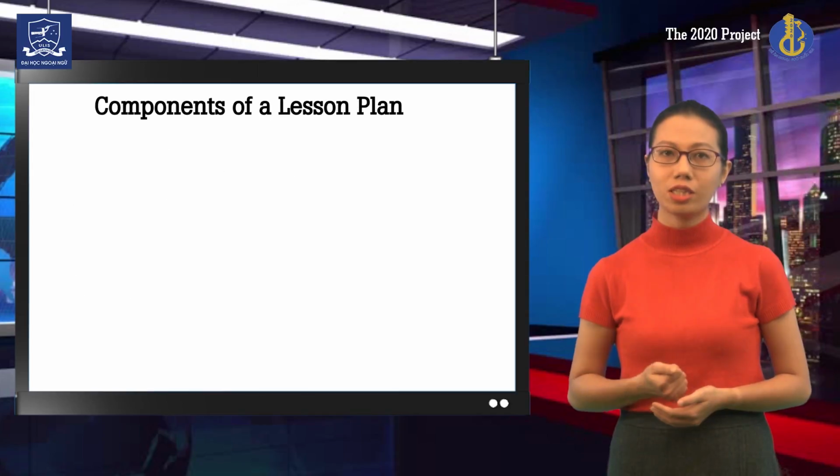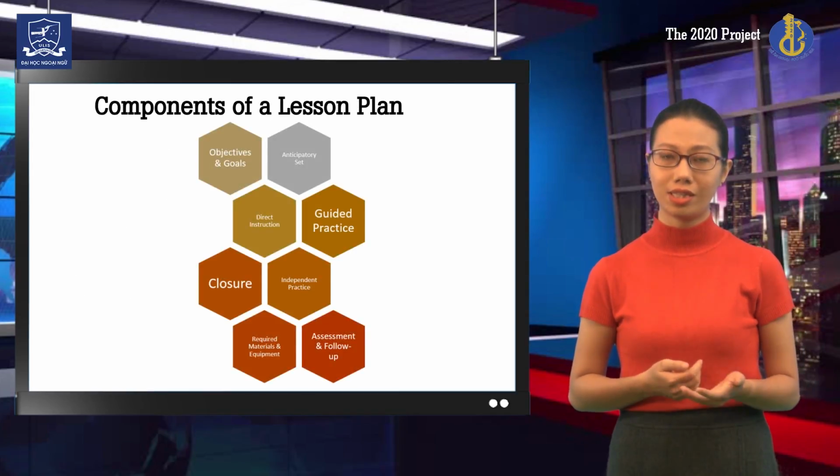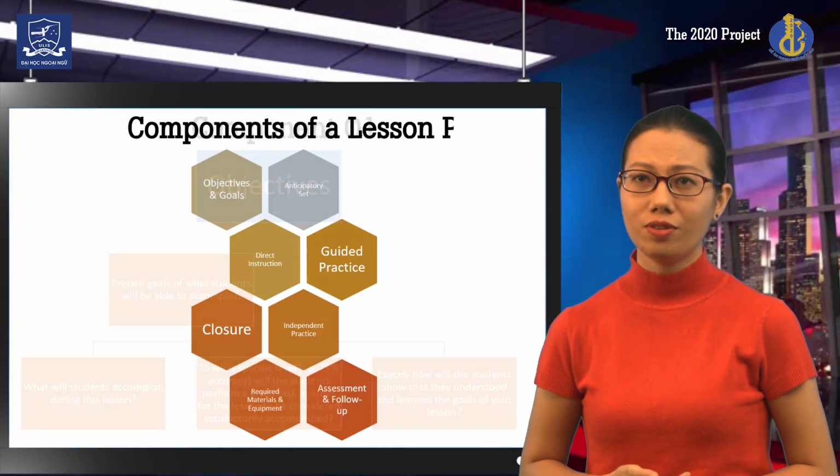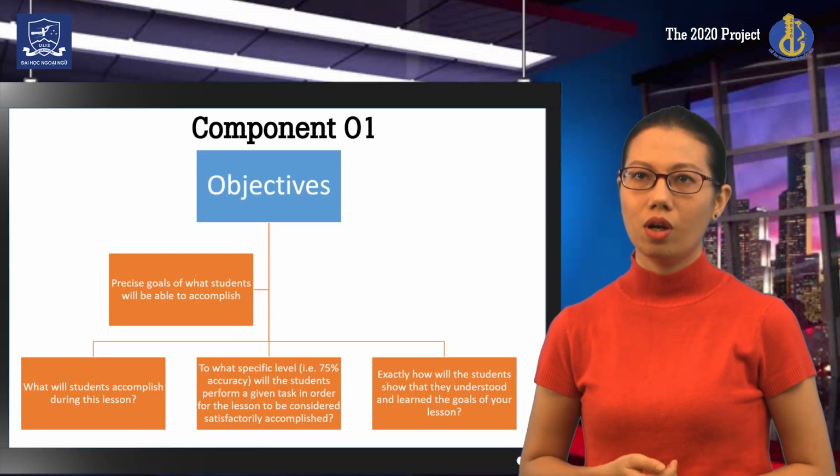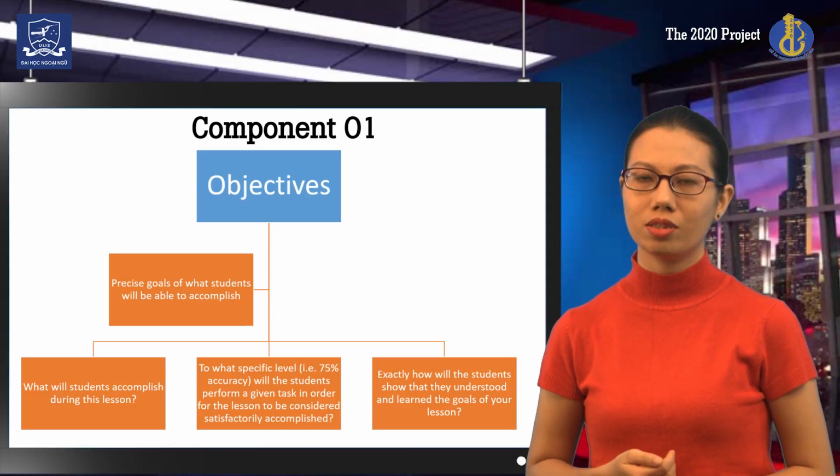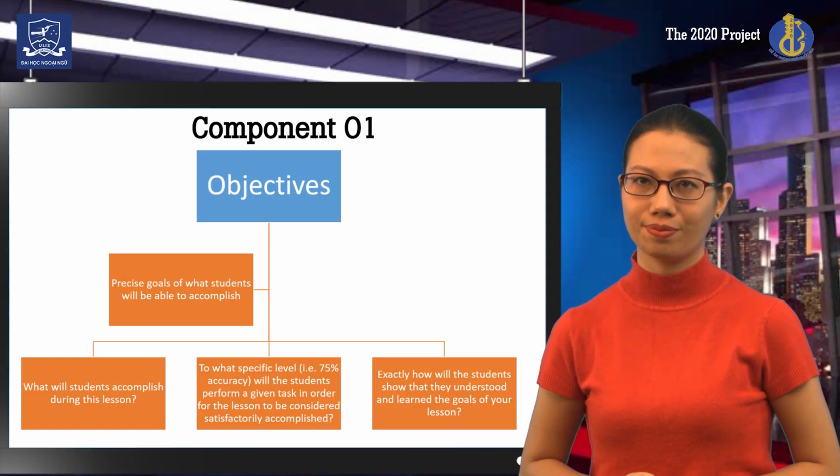There are mainly 8 components of a lesson plan, as you can see in the sample. In the objective section of your lesson plan, write precise and delineated goals for what you want your students to be able to accomplish after the lesson is completed.